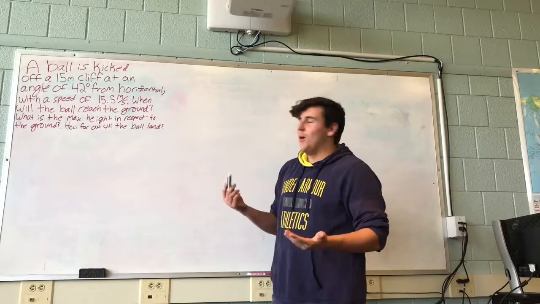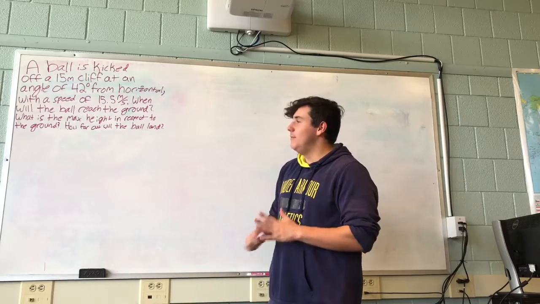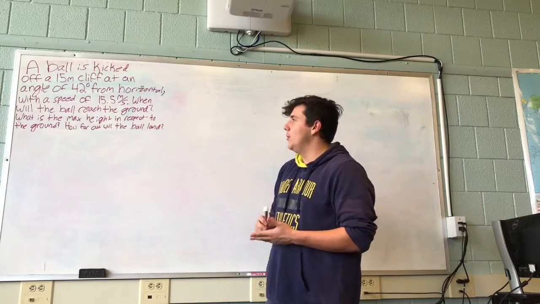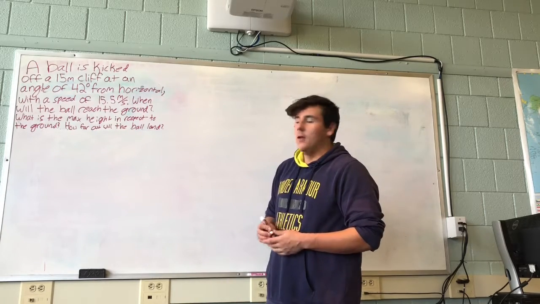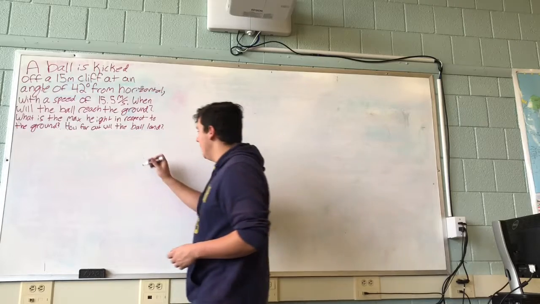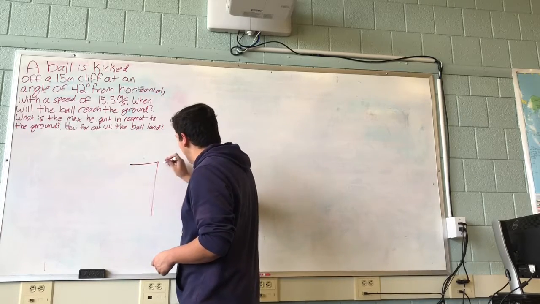So the problem states a ball is kicked off of a 15-meter cliff at an angle of 42 degrees from horizontal with a speed of 15.5 meters per second. So draw your diagram to start. You have your 15-meter cliff.